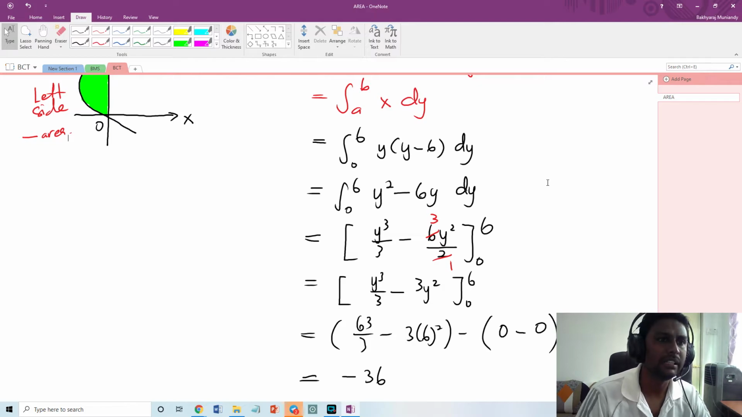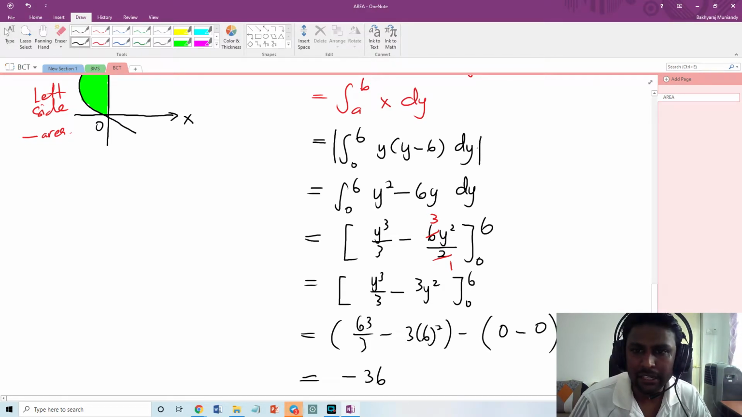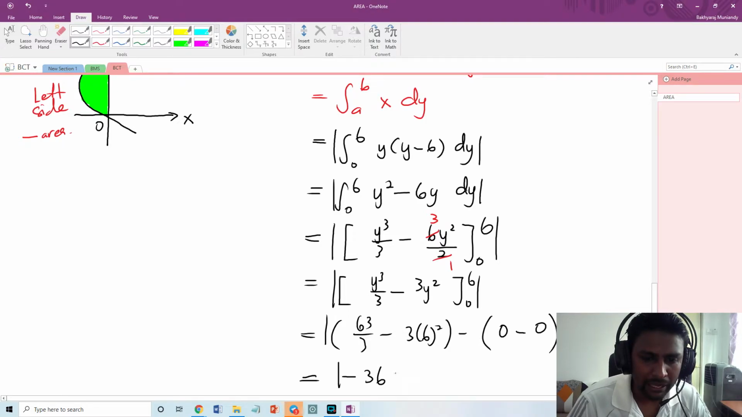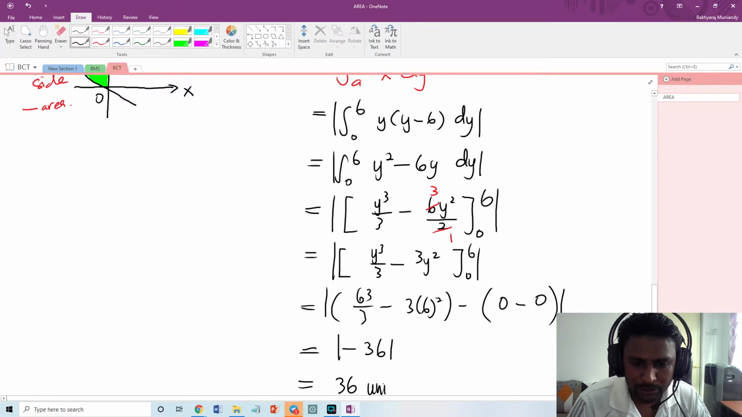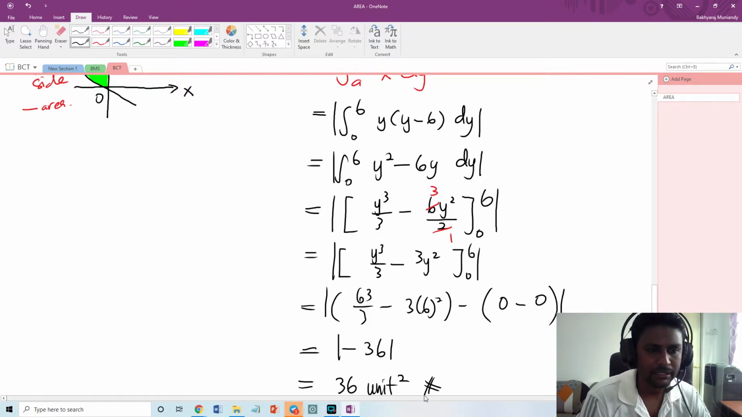Okay, good. Ada ingat juga, good. So we need to do modulus. So put modulus. Every single equation, every single line you must put modulus. Semua ni kena letak modulus. Because modulus is one way to make the answer positive. So I want positive answer. So the positive answer will be equal 36 unit square. Okay, 36 unit square. So remember, this is very important.